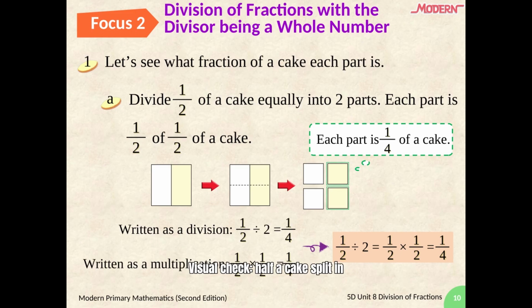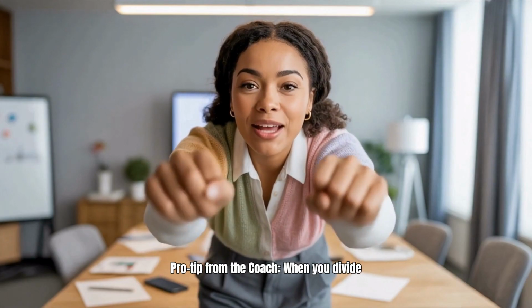Visual check. Half a cake split in 2 gives us 1/4. 1/2 divided by 2 equals 1/4. But wait, 1/2 multiplied by 1/2 also equals 1/4. There's that secret twin again. Dividing by 2 is the same as multiplying by 1/2. It's like the math is doing a gymnastics routine. Flip, fold, success.